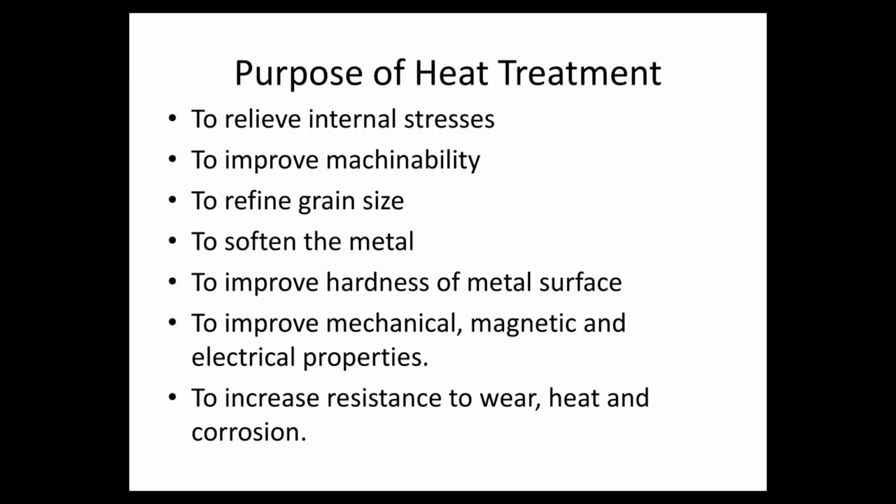Purpose of heat treatment. During this process, we can achieve the following improved properties. We can do heat treatment by different methods. By using heat treatment, we can relieve the internal stresses of the material, improve machinability, change the grain size, and soften the metal. We can improve the hardness of the metal surface, or change the hardness of the whole material, and improve the mechanical, magnetic, electrical and thermal properties. We can also increase the wear resistance and corrosion resistance of the material.